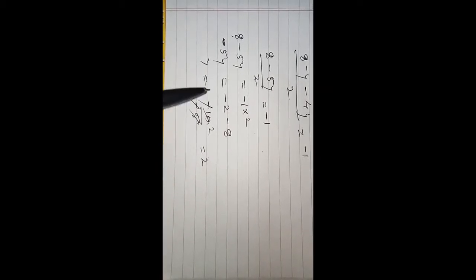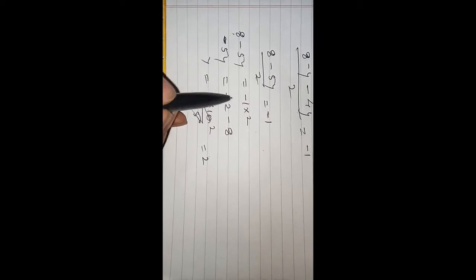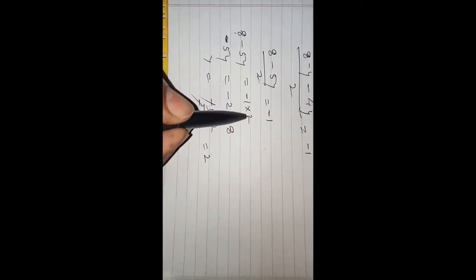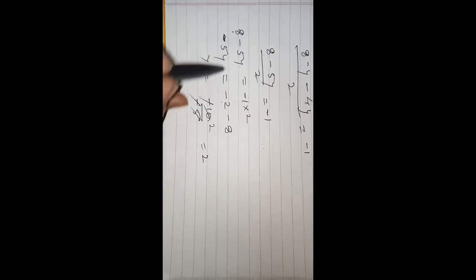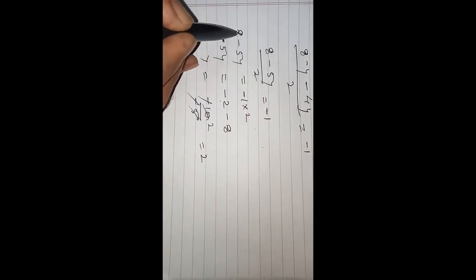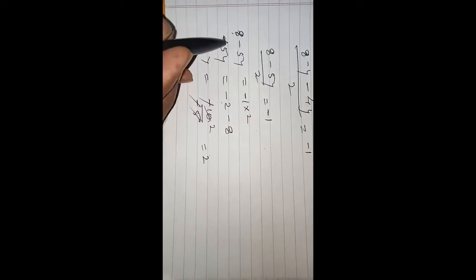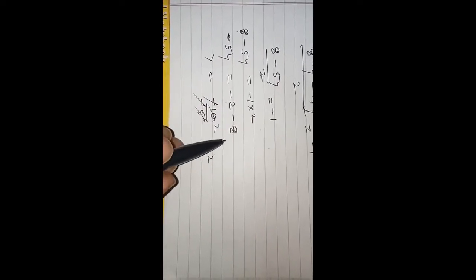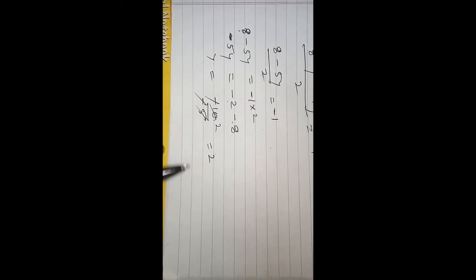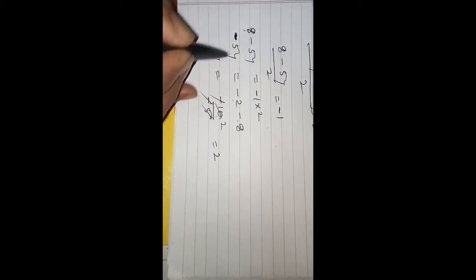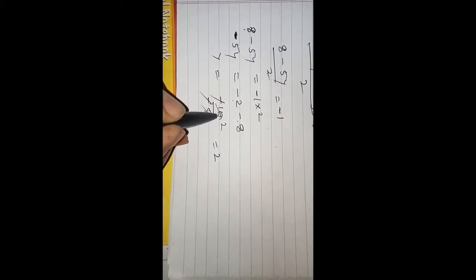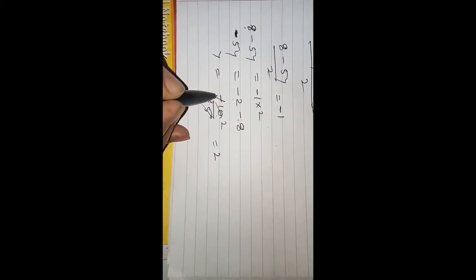You will see that here, multiplying minus 1 into 2 is equal to minus 2, and this is a plus 8. When we transpose plus 8 to the RHS, it becomes minus 8. So minus 8 and minus 2 becomes minus 10. Then this is a minus 5y, so the value of y is equal to minus 10 upon minus 5. Minus minus cancel, 5 twos are 10. So we have the value of y is equal to 2.